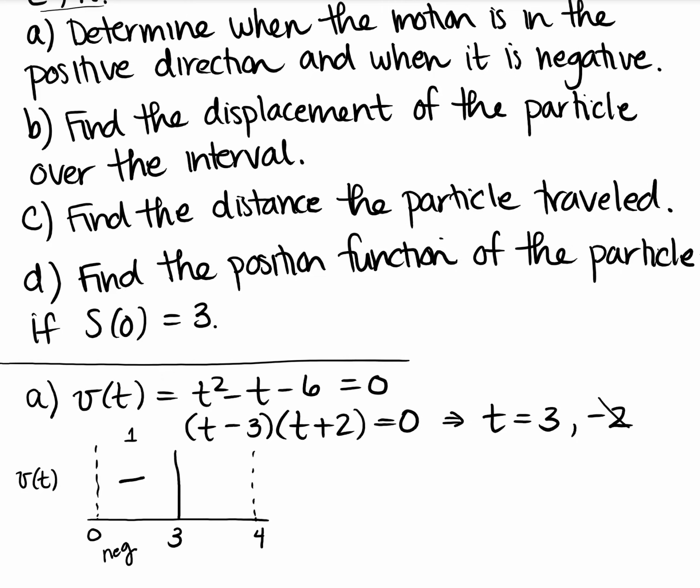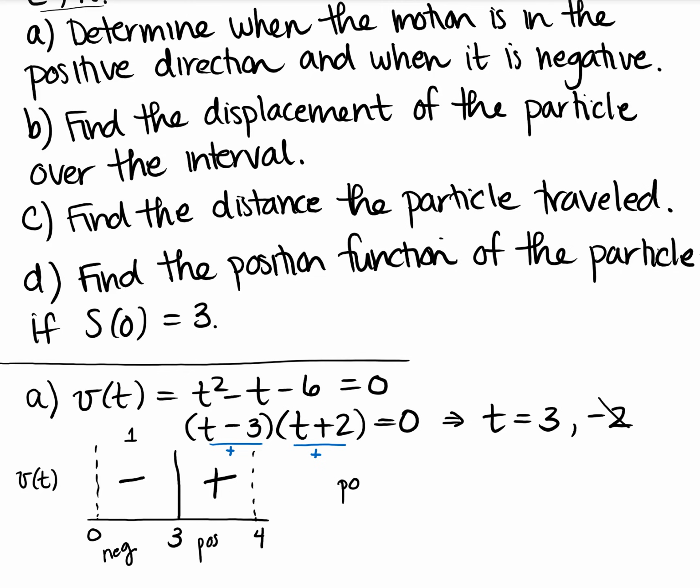If I put in 3.5, I'm going to look at this a little bit differently. I get a positive for this part of the velocity, and 3.5 minus 2 is also positive. So what's a positive times a positive? That is a positive, keeping it greater than 0. So here we see we have a positive direction.